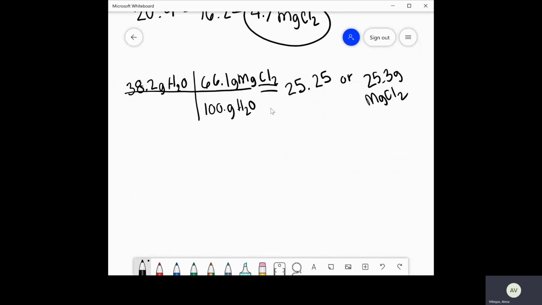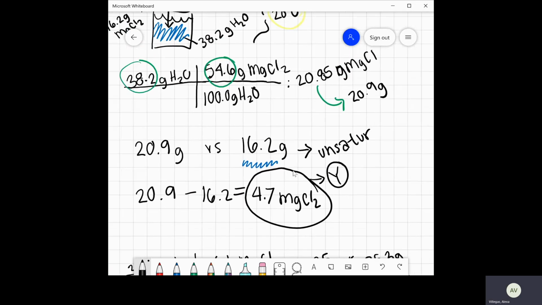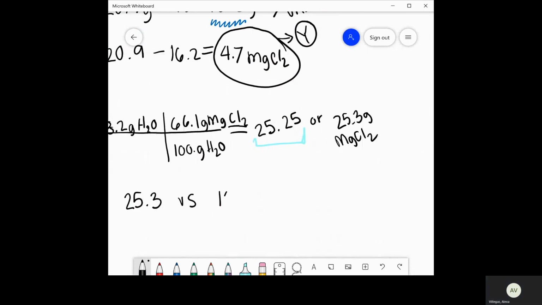And we're going to do the same thing. We know that it can handle this. And this is what we had put in, 16.2. 16.2 is less than 25.3. Therefore, yes, it is again a homogeneous mixture.